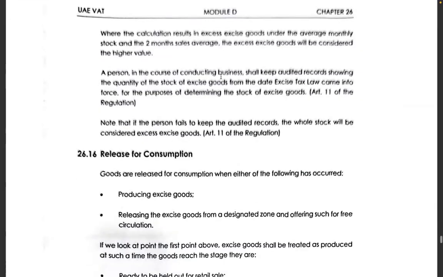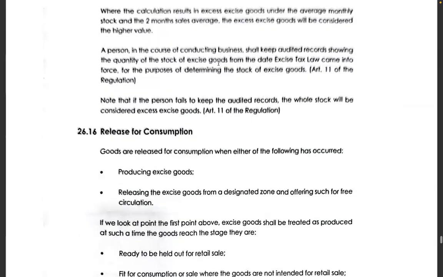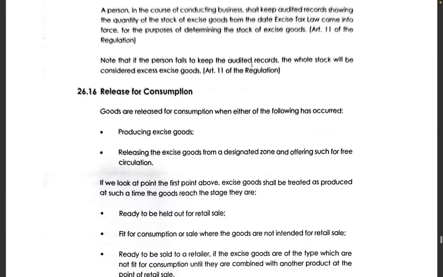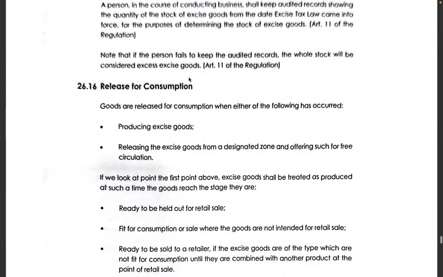A person in the course of conducting business shall keep audited records showing the quantity of the stock of excise goods from the date excise tax law comes into effect. So record keeping is a must for the purpose of determining the stock of excise goods. Note that if the person fails to keep audited records, the whole stock will be considered excess excise goods. Wow, that's a very tough condition. If the record keeping is flawed, if the records are not audited, the whole stock will be considered as excess excise stock. What does that mean? You will have to pay excise tax on that excess excise stock.